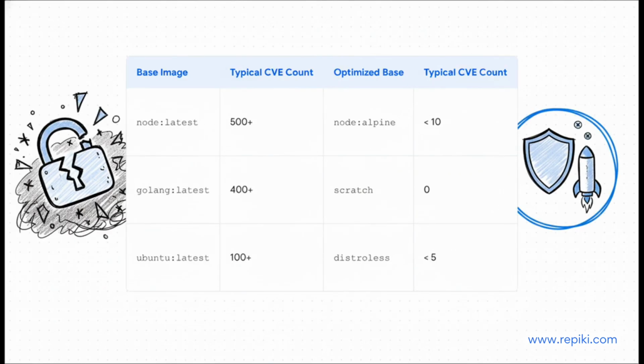But the most critical improvement, without a doubt, is security. By throwing out all those unused tools, we eliminate all of their known vulnerabilities, or CVEs. A standard Node latest image can come with over 500 of them. A lean, multi-stage build using a minimal base like Alpine can drop that to less than 10. This lets your security team stop chasing noise and focus on what really matters.